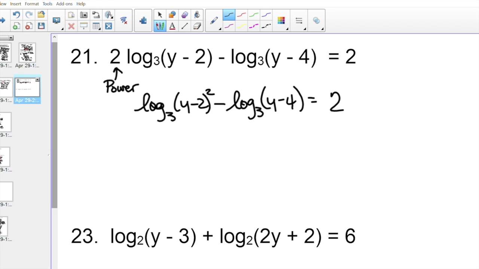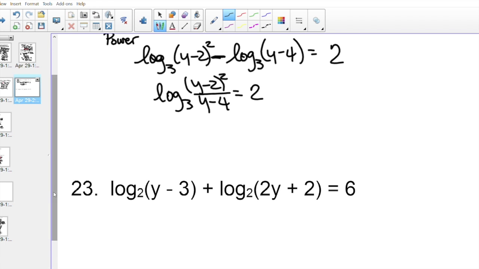But we can't do a lot of dropping here. Now, if you're subtracting logarithms, then that means the log of 3 that you were dividing. So you have y minus 2 squared as a numerator and y minus 4 as a denominator.